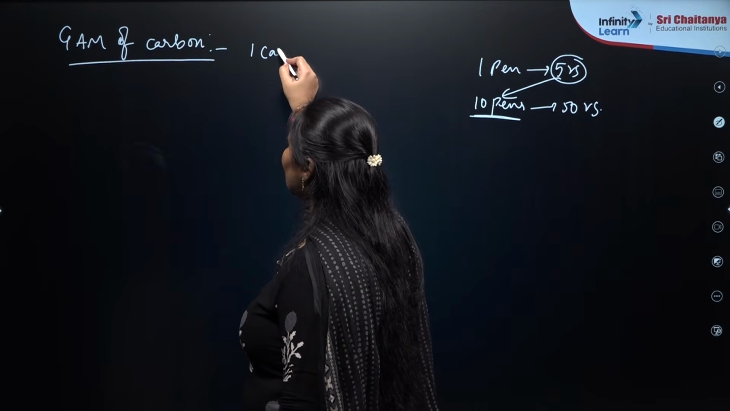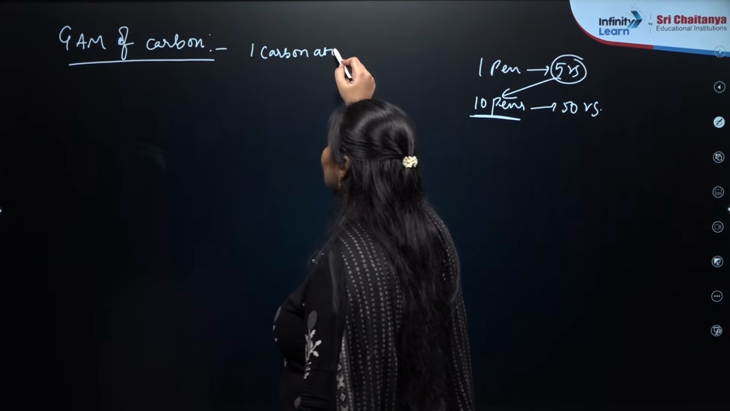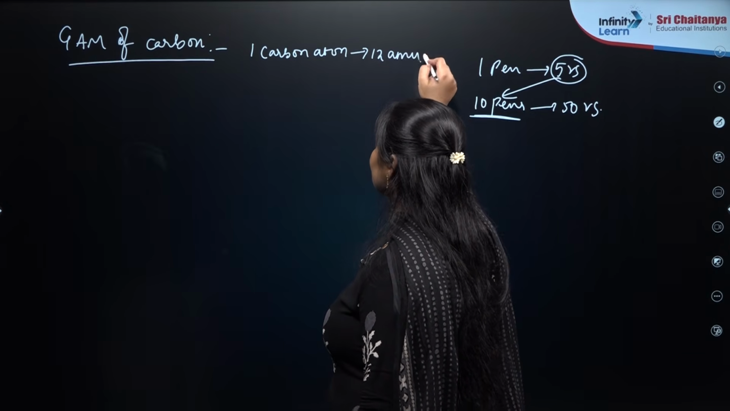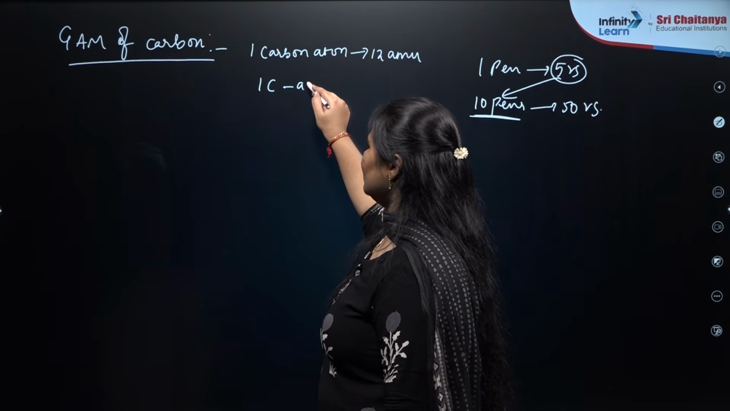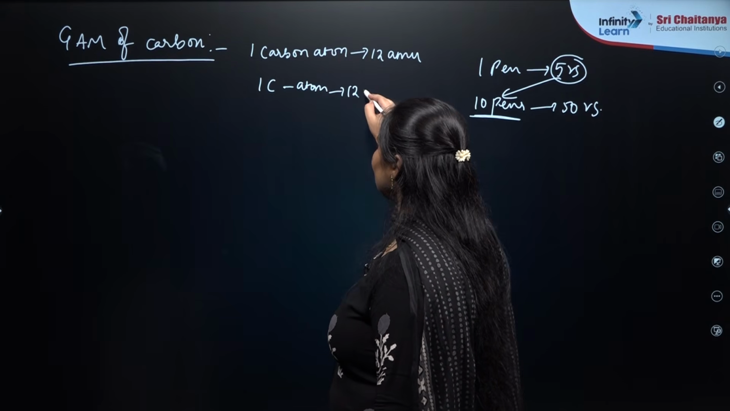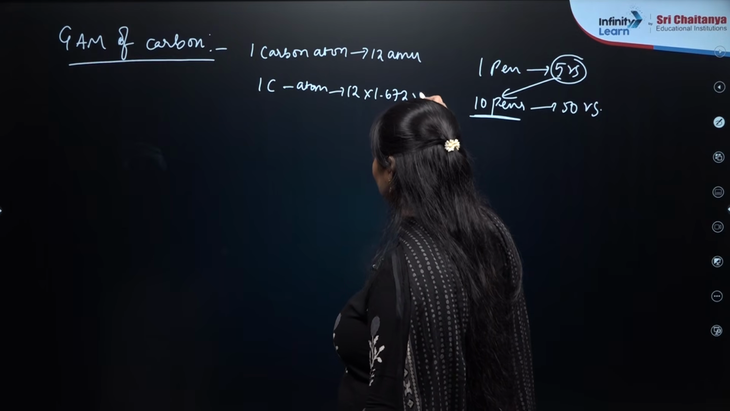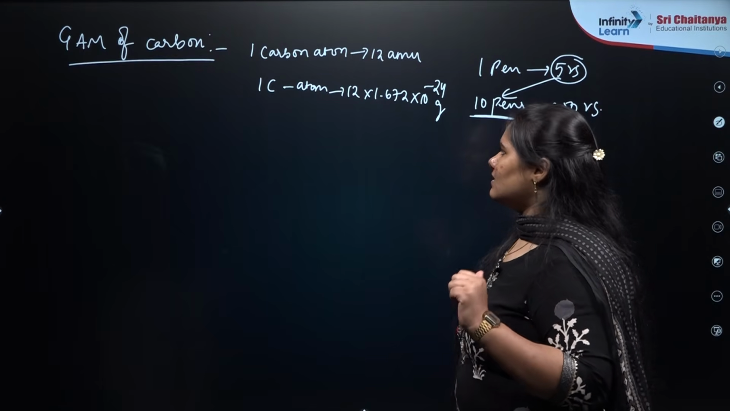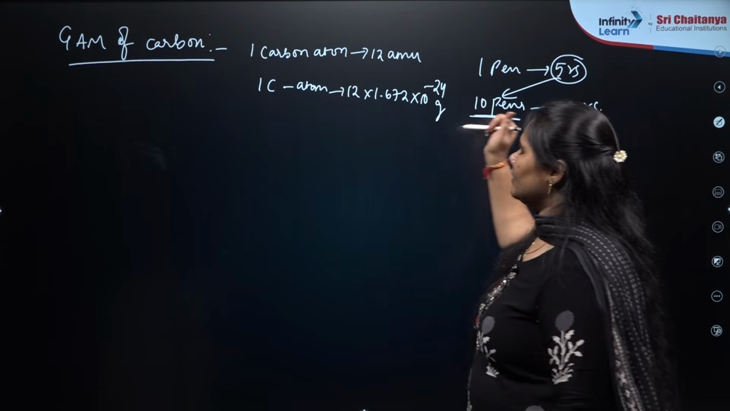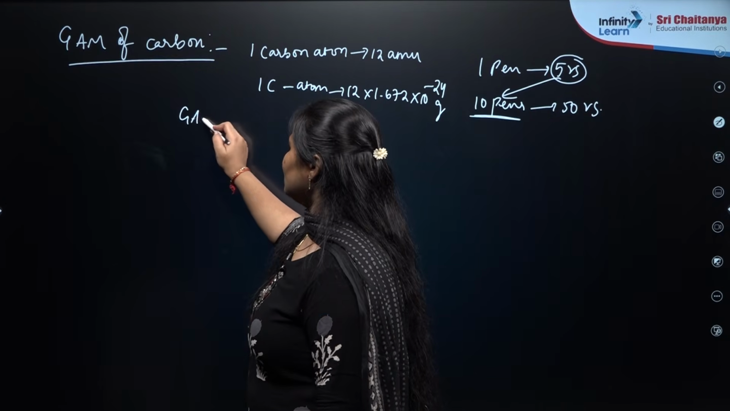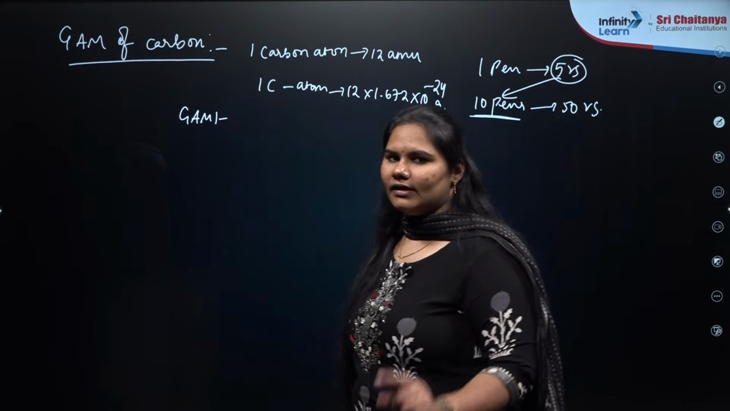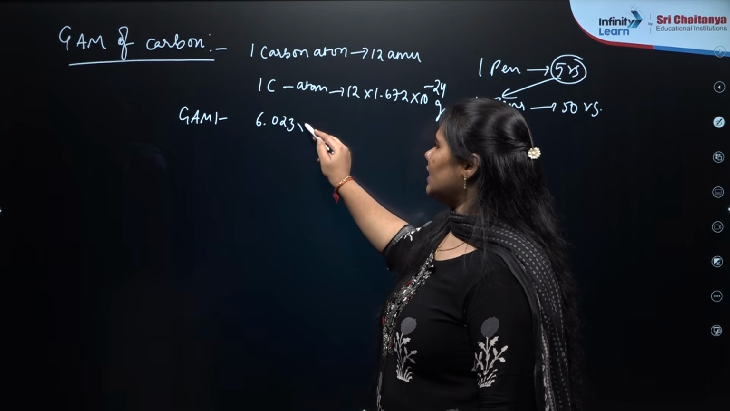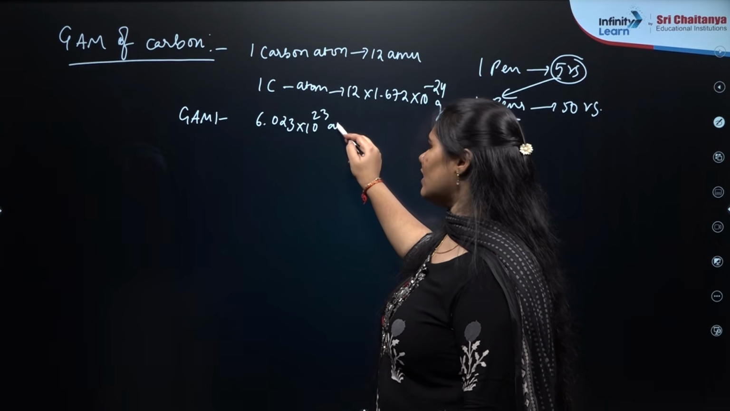For one carbon atom, the mass I know already. How much is it? 12 AMU. Take this AMU value in grams. How much? 1.672 into 10 power minus 24 grams. This is one carbon atom's mass, which is like one pen's cost. Now, if I have to calculate GAM, for how many atoms do I have to calculate? 1 mole. What is the 1 mole value? 6.023 into 10 power 23 atoms.